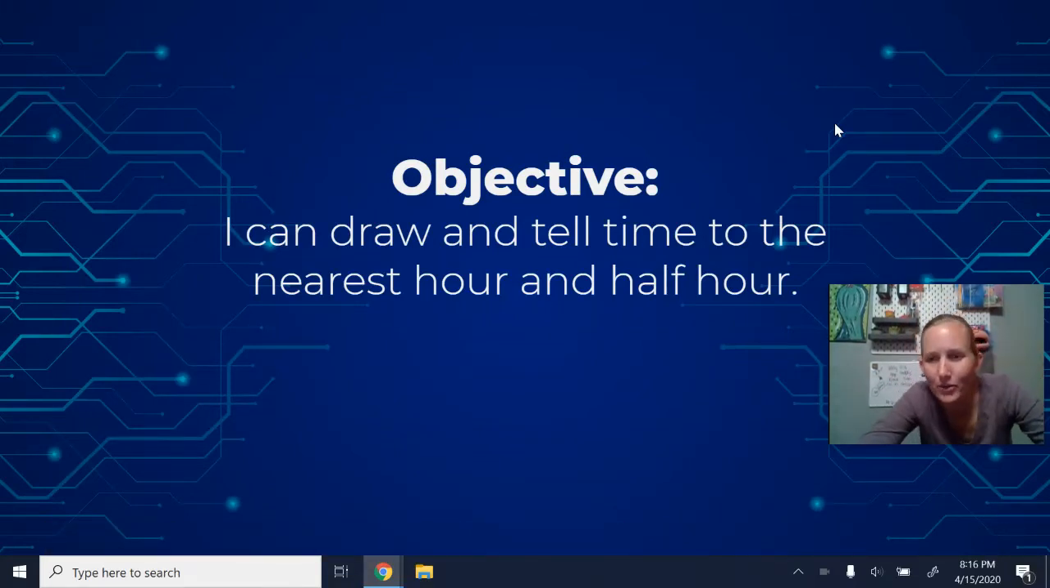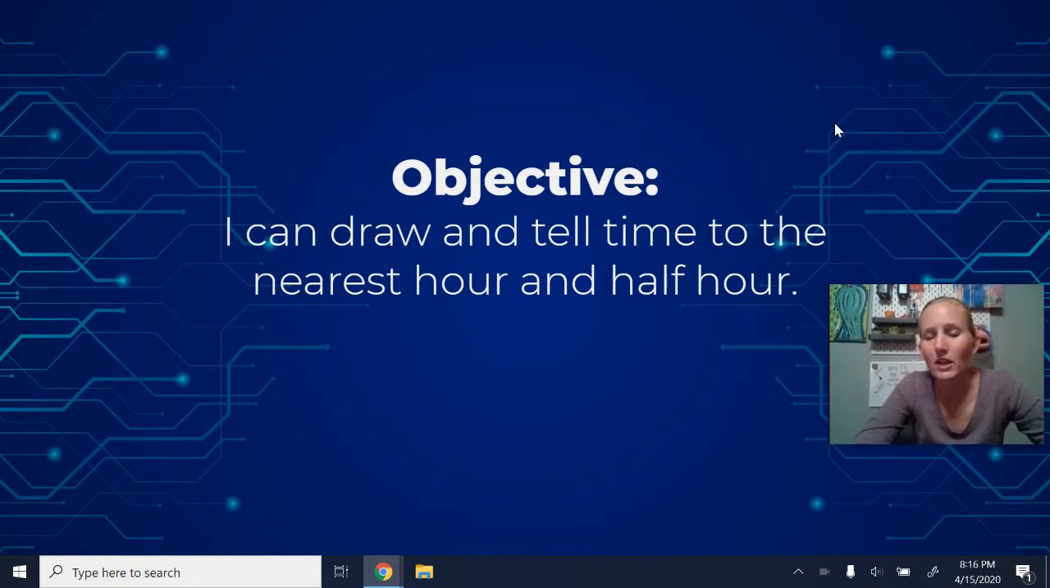We are starting a new unit for math. We've done two units so far digitally. We started our shape unit back when we first started, and then last week we did all about fractions. So we're moving into telling time to the nearest 5-minute mark.